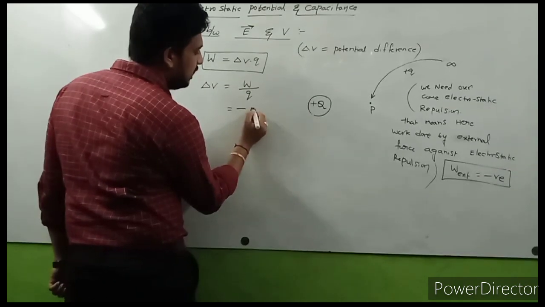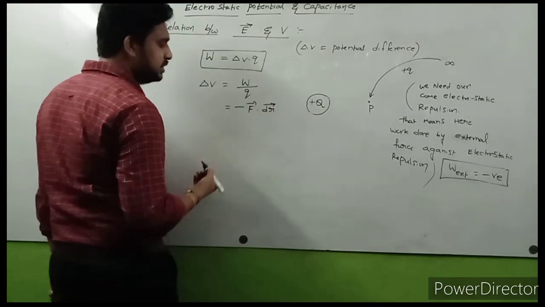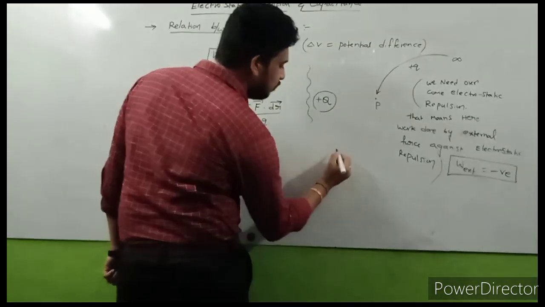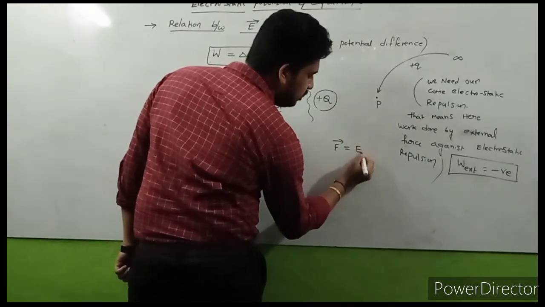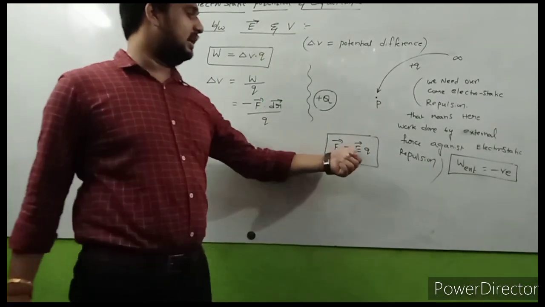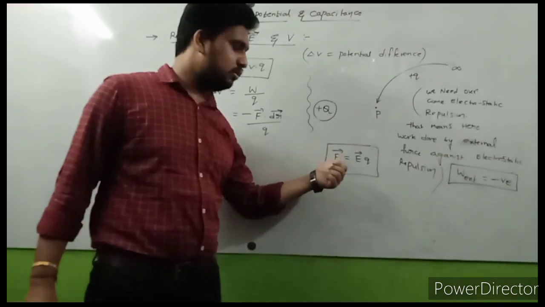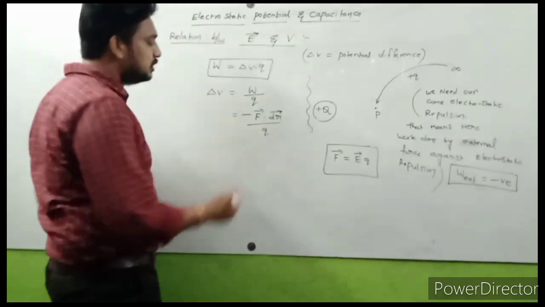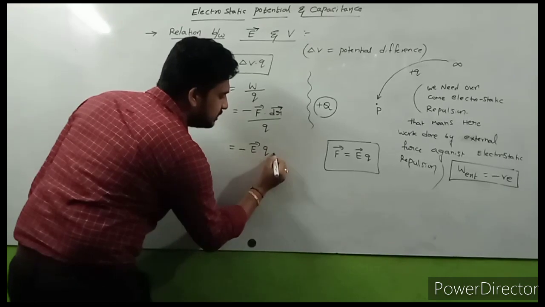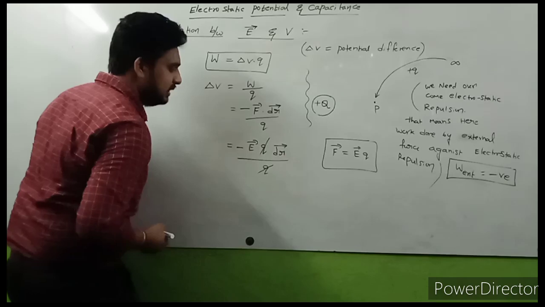You know what the work done formula is? F bar into dr bar, divided by q, because of the position vector. You know the electric force formula. Electric force formula is what? F bar is equal to E bar into Q. Electric force is equal to electric field into charge. This formula we already discussed in the first chapter. Then substitute here minus of electric field into charge into dr bar by q. Then q is going to be cancelled.